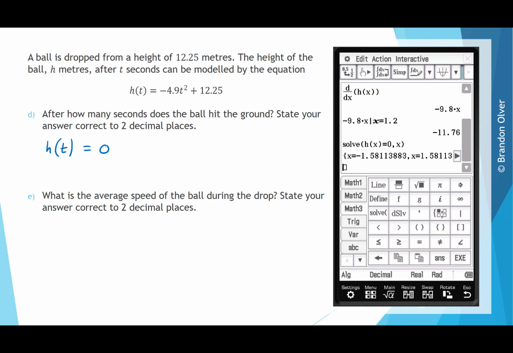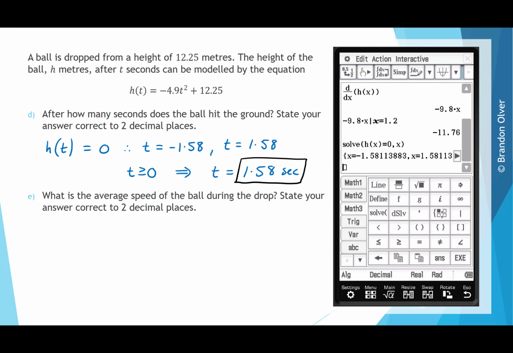And as decimals, we find x is equal to negative 1.58 or x is equal to 1.58, correct to 2 decimal places. Therefore, from the CAS calculator, we found that t is equal to negative 1.58 or t is equal to positive 1.58. However, t is greater than or equal to 0 because it's time, so it must be positive, which means that t is equal to 1.58 seconds. So that is how many seconds it takes for the ball to reach the ground.